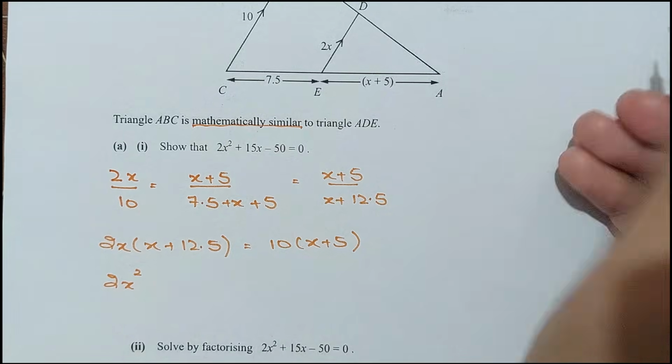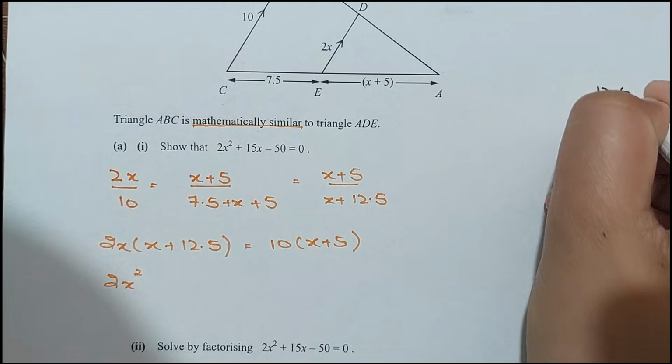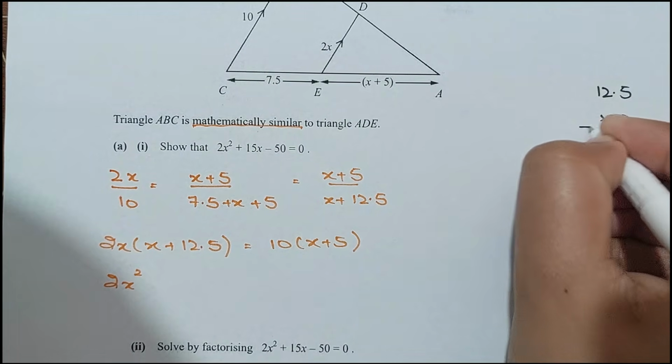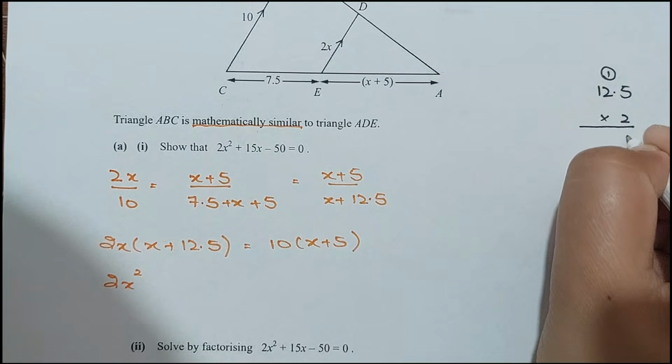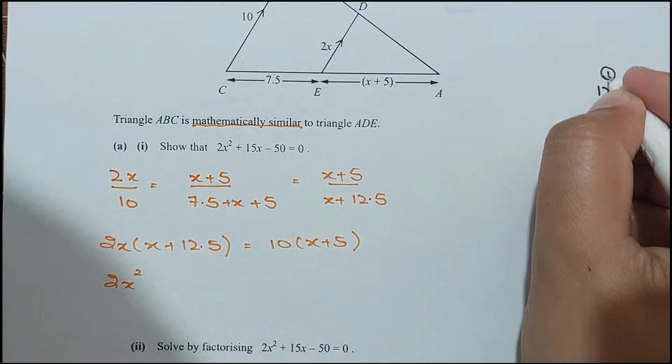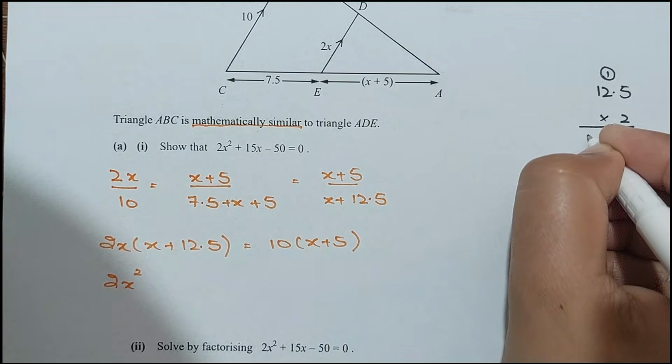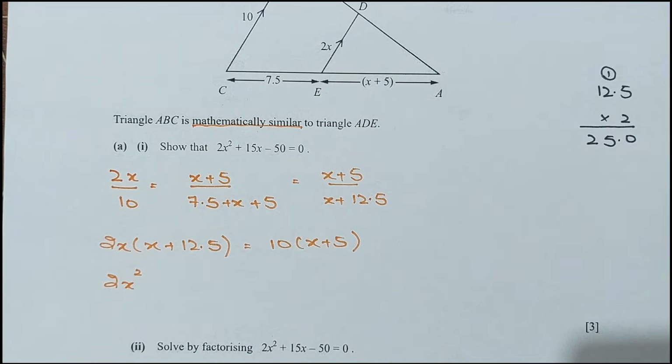Okay, let me do it over here. 12.5 times by 2. 2 times 5 is 10. 2 times 2 is 4 and 5. 2 times 1 is 2 and a decimal. So it is 25 only. Yeah, this is 25x. This is 10x. 10 times 5 would be 50.